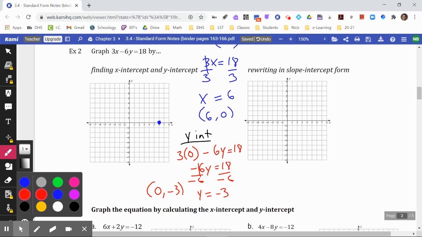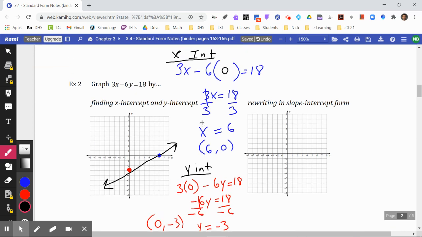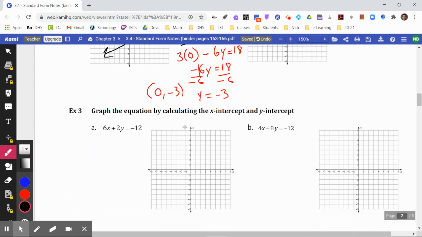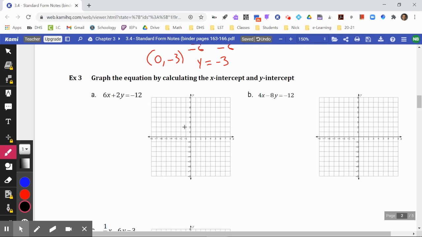So on my graph here, I'm going to plot 0, comma, negative 3, which is right down there on my y-axis. I have my 2 points, and I can go ahead and connect the dots here. All right, we're not going to worry about rewriting in slope-intercept form today, right? We'll save that for another day here. But let's go ahead and look at a couple more example problems here.